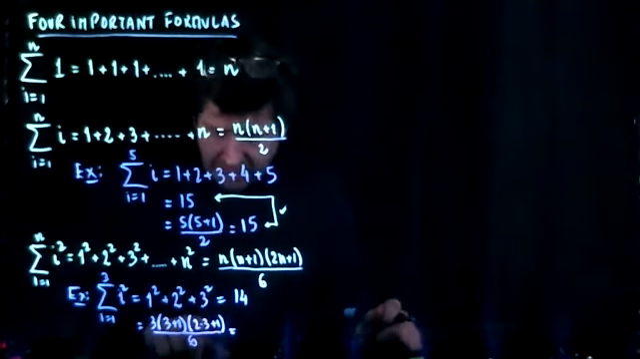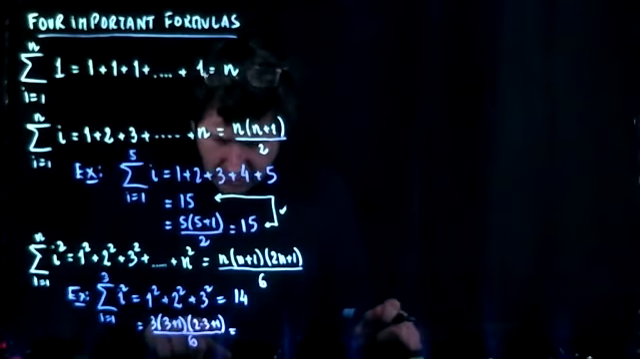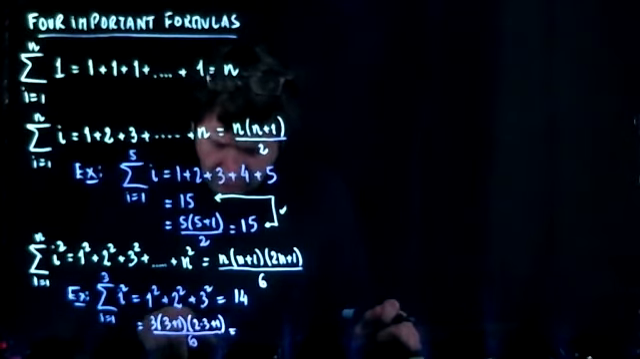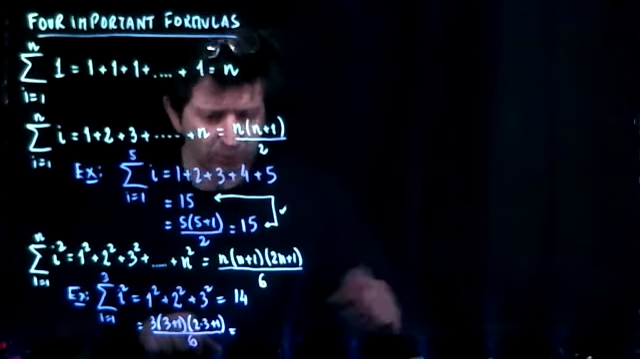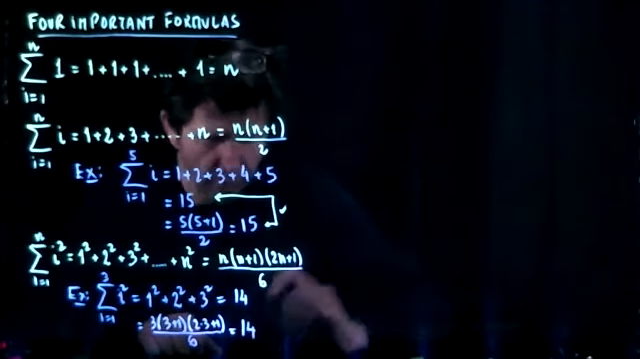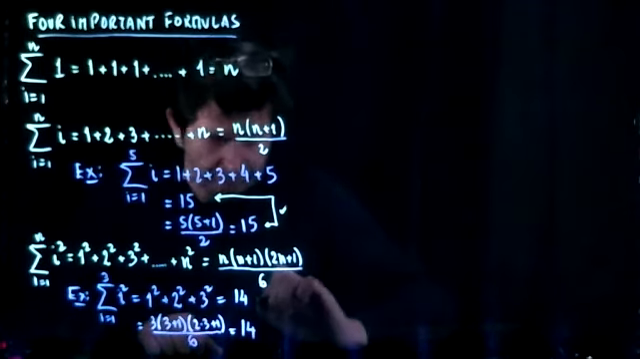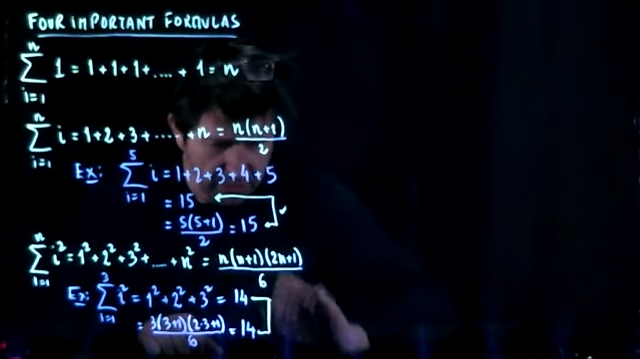And what do I get? 6 times 6 plus 1 is 7. 7 times 4 is 28. 28 times 3 is 84. And 84 over 6 is 14. So again, this formula seems to work.